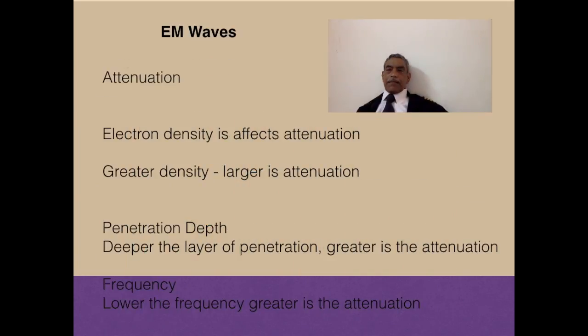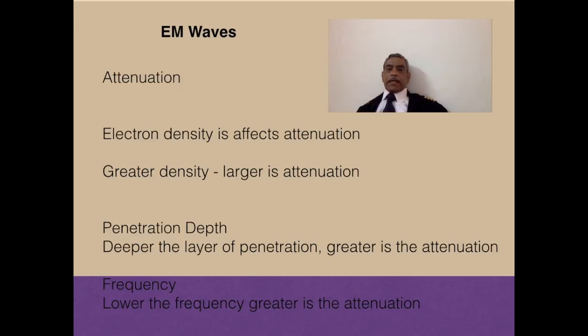Let me quickly summarize attenuation of EM waves. Electron density affects attenuation. That means the higher the electron density, of course, there is energy loss. Greater the density, larger is the attenuation. That's another important aspect we need to understand.